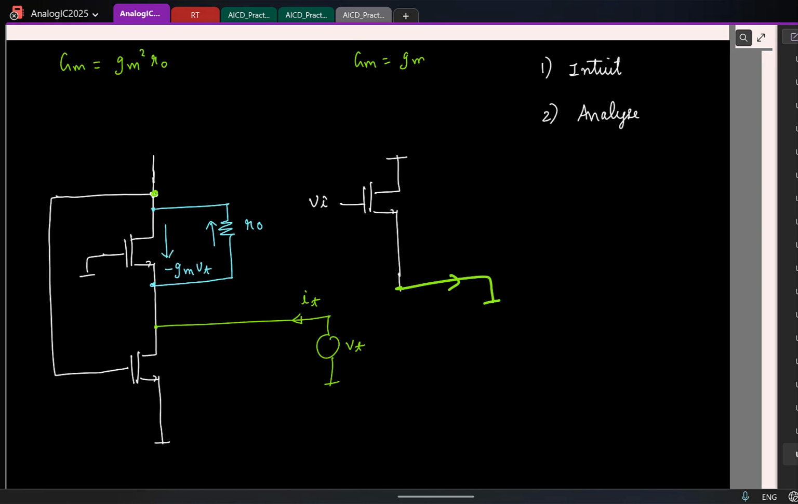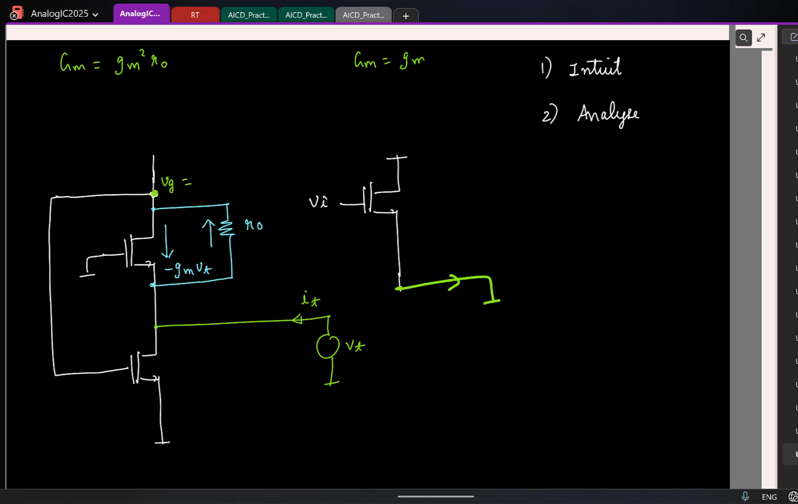Right? So which means if I mark the current this way, or maybe it's okay, let it be like this. gm times VT. So which means the test current is contributed not by this transistor but by this fellow. So again I have to find the current here. So for that, what should I find first? This gate voltage VG. And can you help me find VG? What do you think VG is?